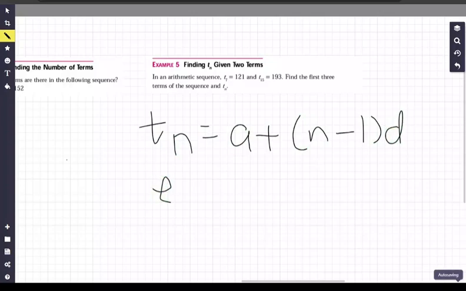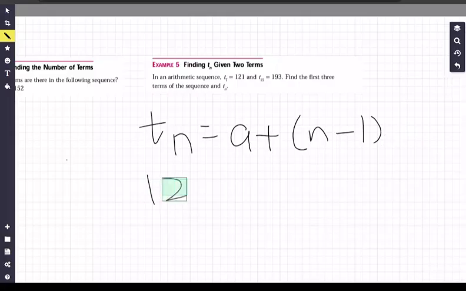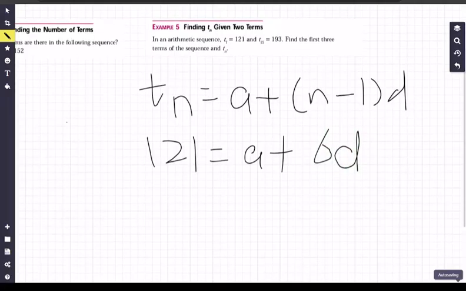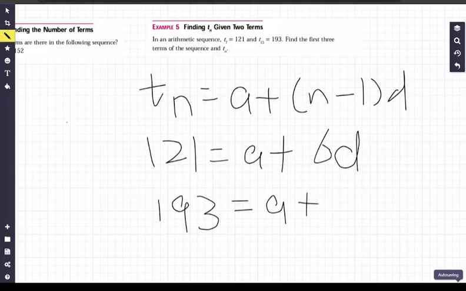So we know T7 is equal to 121. So 121 is equal to a plus, and because 121 is the 7th term, 7 minus 1 equals 6, so 6d. And 15 we do the same thing. So 193 is equal to a plus 15 minus 1, 14d. And that brings us right back to a system of equations that we solved in grade 9.